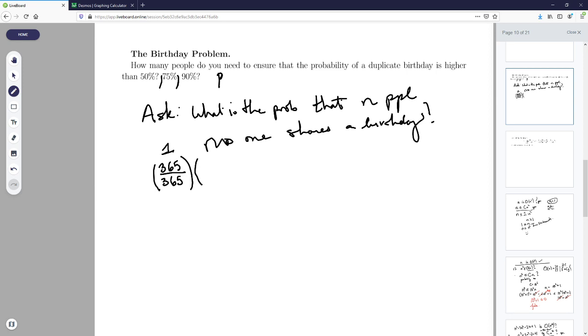So, what about the next person? This is person 1. For person 2, remember, no one is sharing a birthday. So how many choices do we have? And no leap years. All people with leap year birthdays are excluded from the universe.